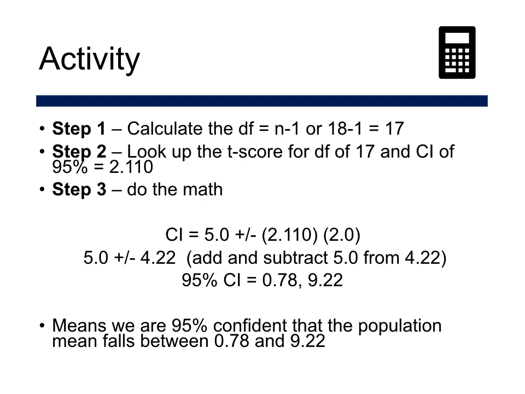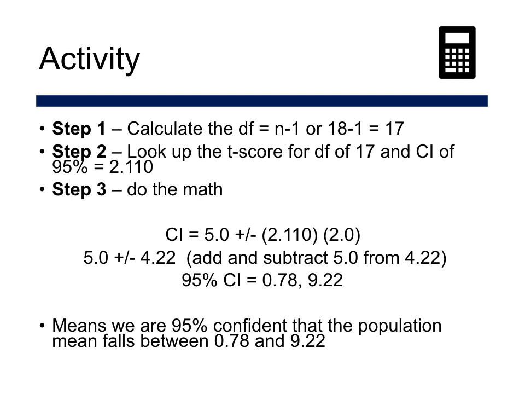Now let's do the math. We plug in our information. We know that our mean is 5.0 plus or minus 2.110, which is our t-score, times the standard deviation of the mean, which we were given. So if we did everything out correctly, the confidence interval is 0.78 and 9.22.